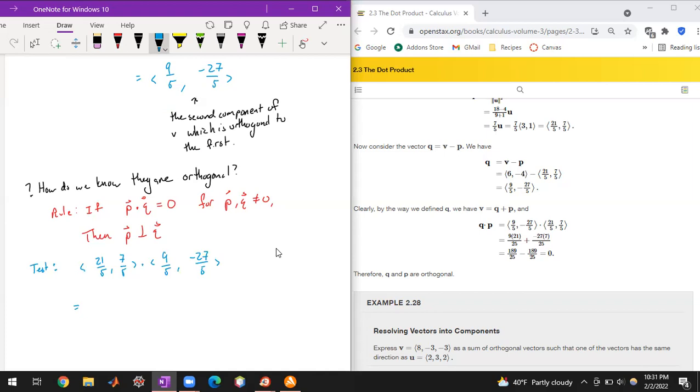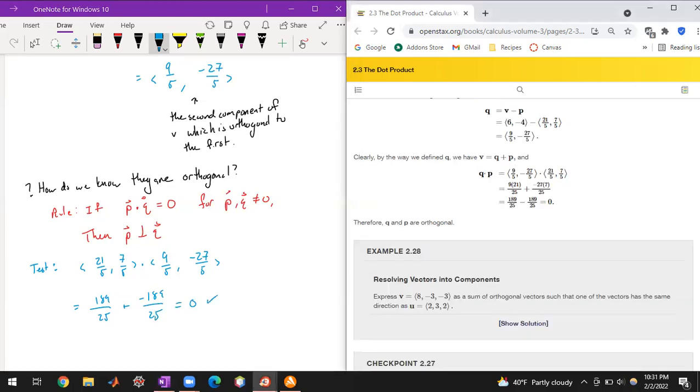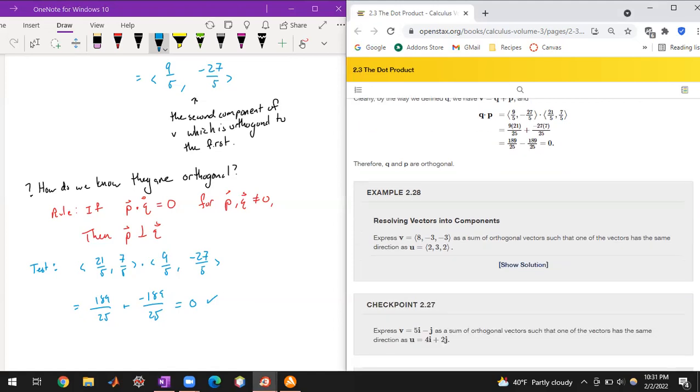So 9 times 21 is going to give us 189, divided by 25. And then 7 times 27 is 189, negative 189 over 25. And sure enough, we get 0 just like we should. Fantastic. All right, so let's actually work on an example through our own.